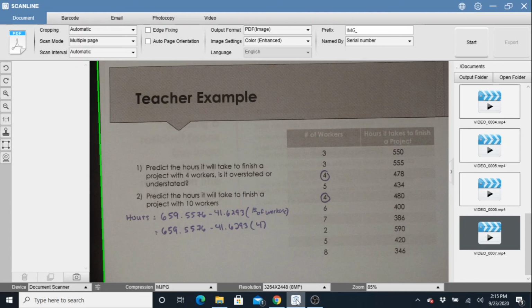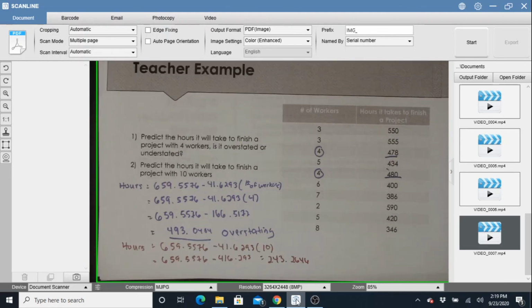So basically my line is telling me, hey, if you put 10 workers in, you should be expecting around 243.2644 hours. Again, I said you should be expecting around because technically speaking, this line doesn't statistically predict everything correctly. As you can see, it was overstating this. So there's a possibility that that number isn't going to be right, but if it's a good fit, it should be pretty close to being right.